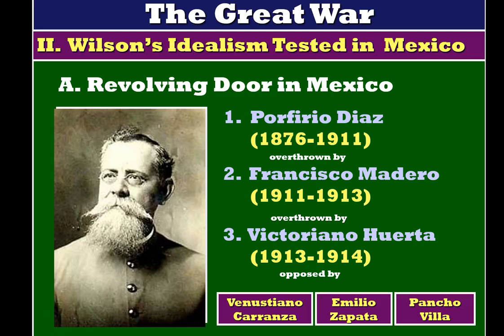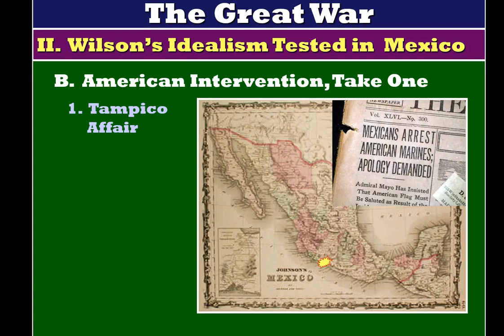Well, so here's the question. Is any of this the United States' business? Well, kind of. If you remember that the Roosevelt Corollary meant that we needed to act as an international police power in the region. But it became more of the United States' business in 1914 when an American ship landed at Tampico on Mexico's west coast.